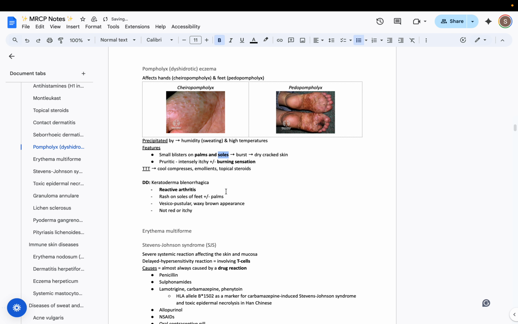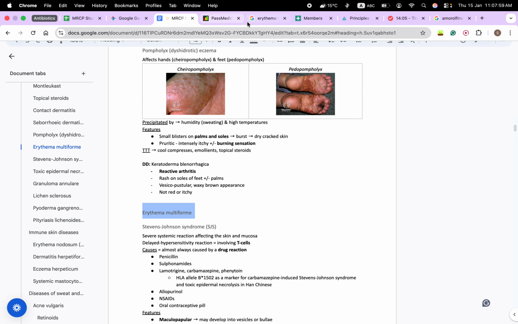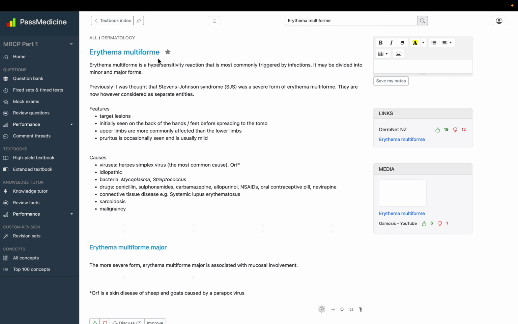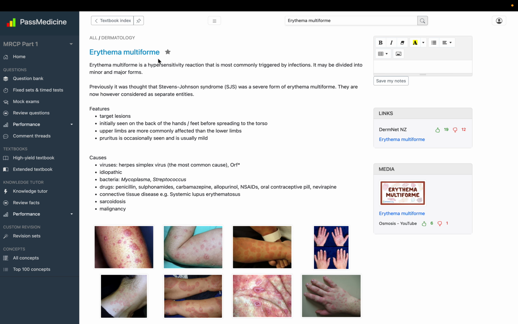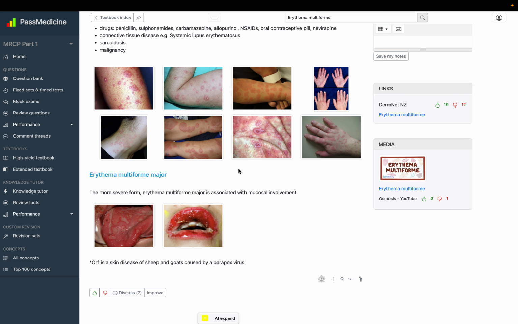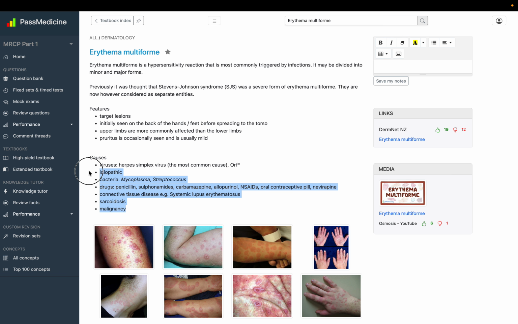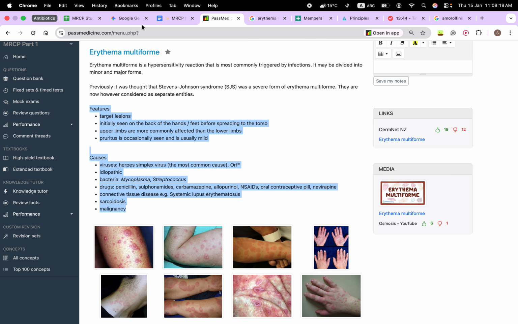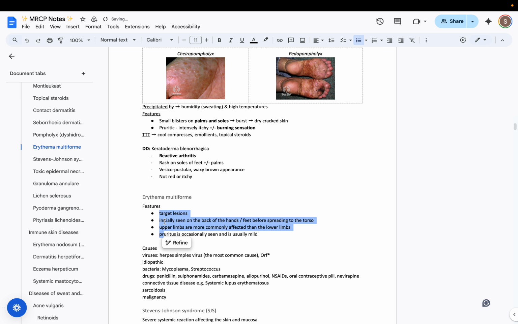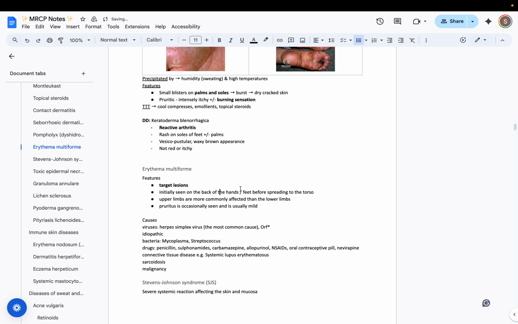Okay. Now, erythema multiforme. I feel like this was covered. Erythema multiforme is the one that is associated with herpes simplex and drugs. There are target lesions on the back of the hands and feet. Upper limbs more than lower limbs. Pruritus is mild.